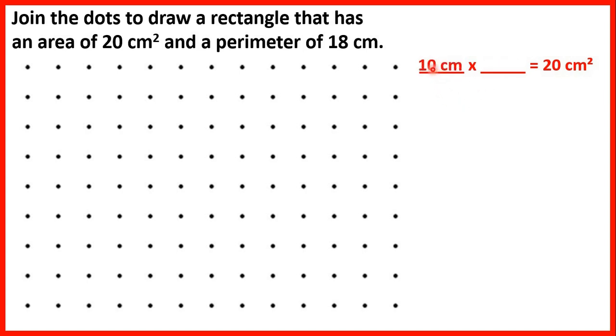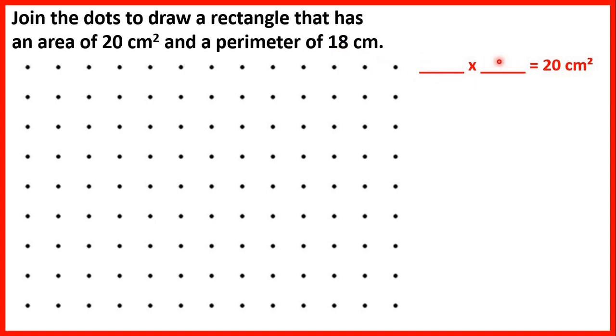Now we could have 10 centimetres and 2 centimetres. 10 times 2 is 20. But if we've got two lengths of 10 centimetres, that's 20 centimetres, and two lengths of 2 makes 4, so that would have a perimeter of 24, not of 18.